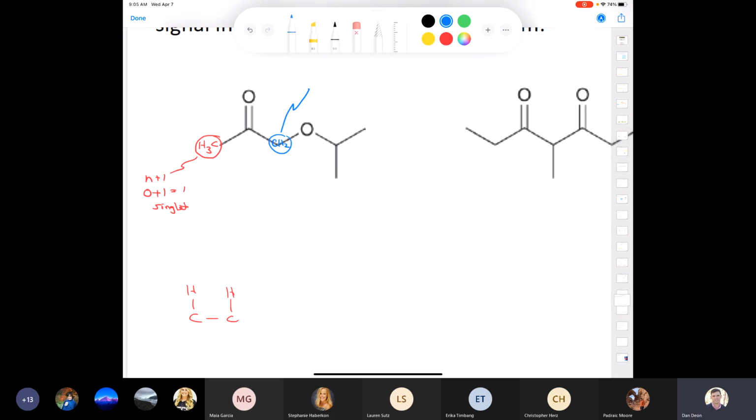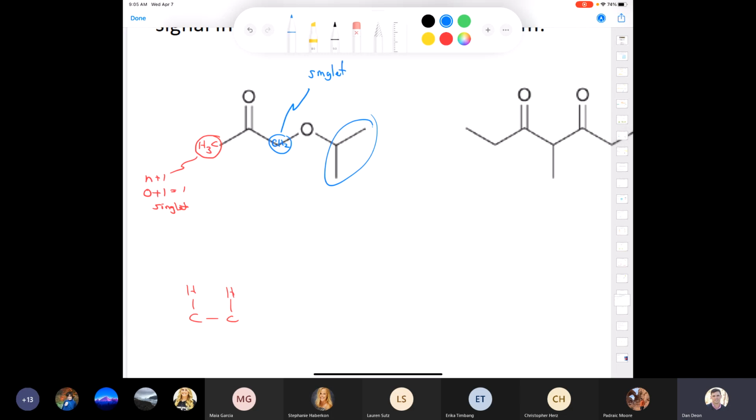Will it be split by any of their protons? The answer is no. There's no protons on this next door neighbor, and there's definitely no protons on this oxygen, and so it is not split. Therefore, this one will also give you a singlet.